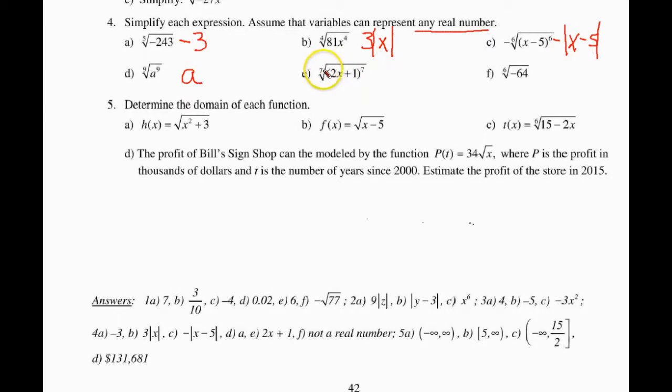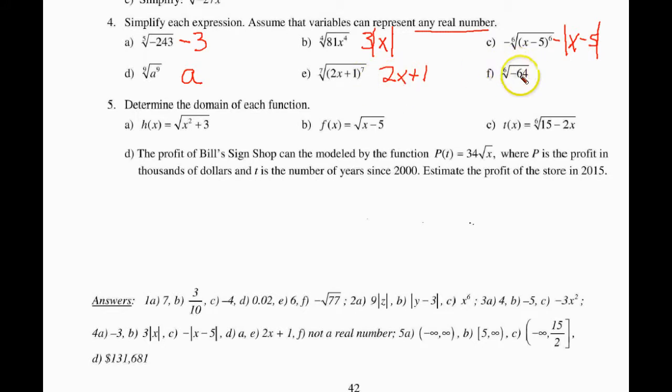Again, this is negative. I'm sorry, this is odd, and this is 7. So 7 divided by 7 just gives you the radicand. No absolute value signs needed.